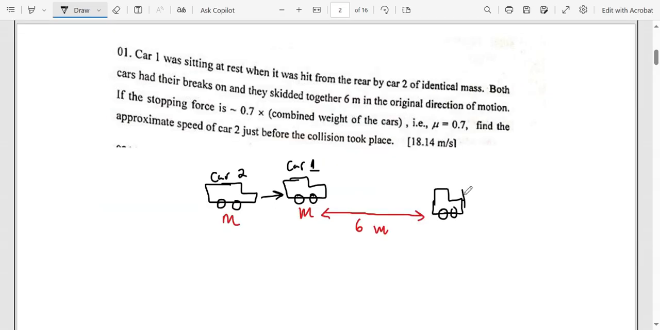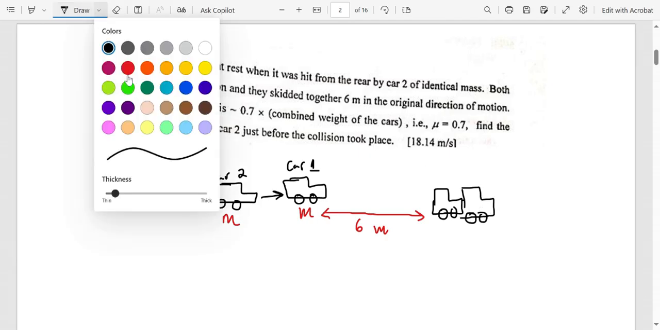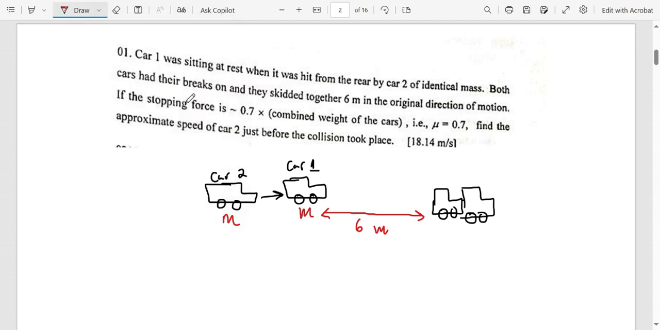Second one here. Physics always makes sense when you write at least a diagrammatic representation. So at this point, their combined mass is going to be 2m. And we've been told they skid together 6 meters in the original direction of motion. So the original direction is this same direction in which they are going. If the stopping force is 0.7 times the combined weight of the cars.